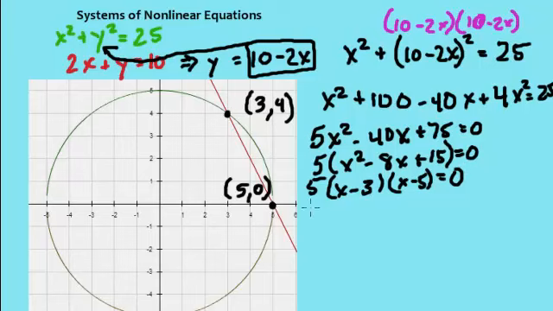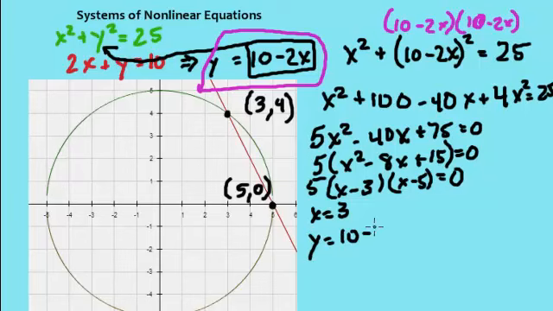That factors nicely. So when x is 3, I need to figure out the corresponding y value that goes with that. I can use any equation I like. I happen to like the linear equation right up there. So I'm going to use this little guy to get my y values. So y equals 10 minus 2 times 3. So y equals 10 minus 6. That would be a 4. When x is 3, y is 4. There's the first answer, which corresponds up here.